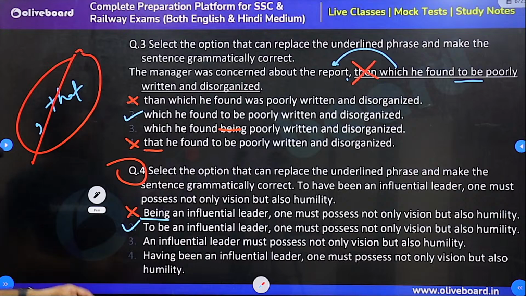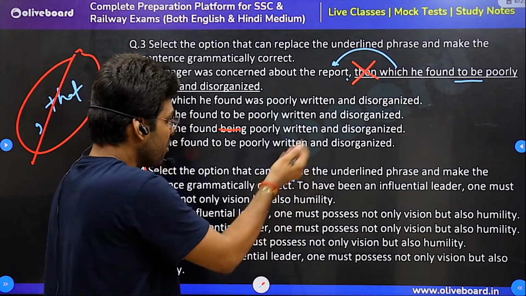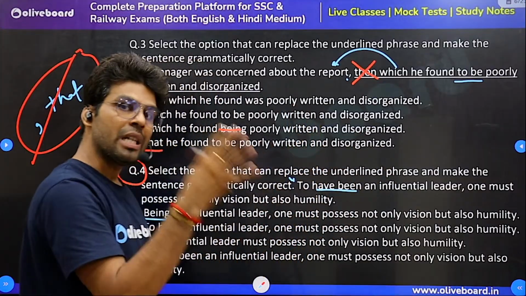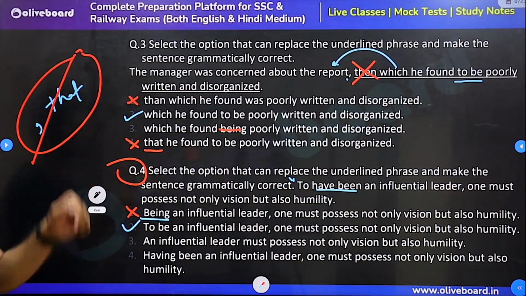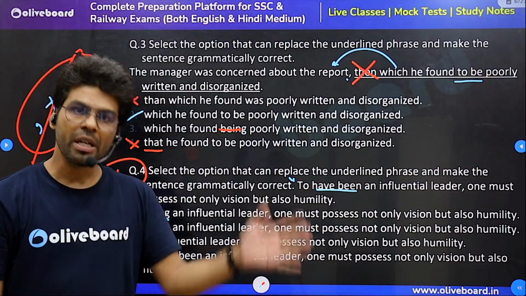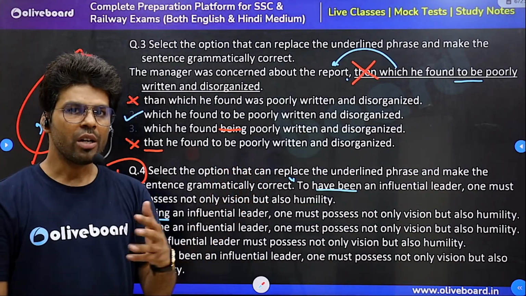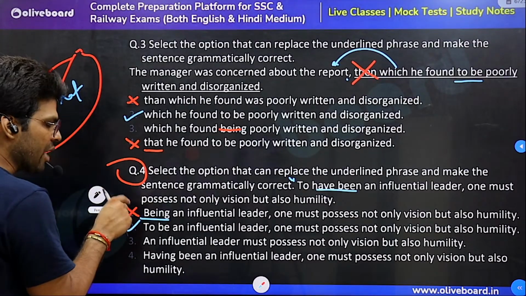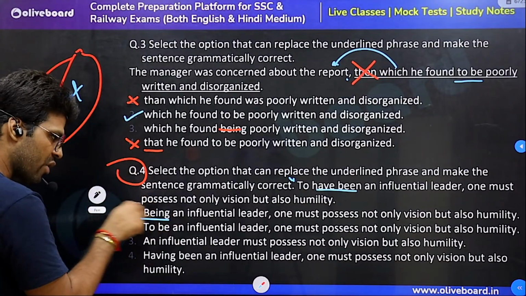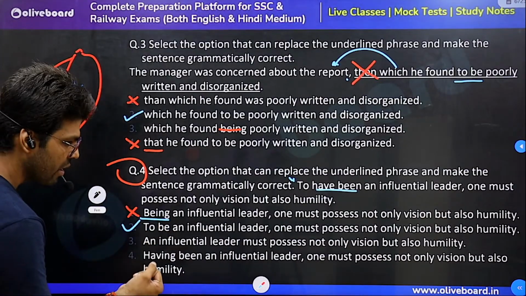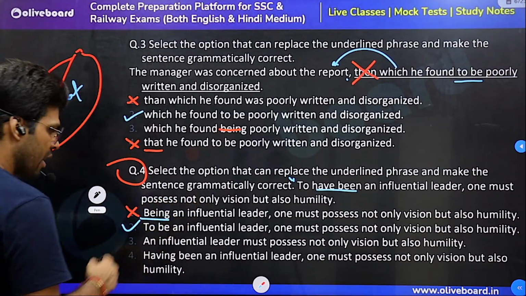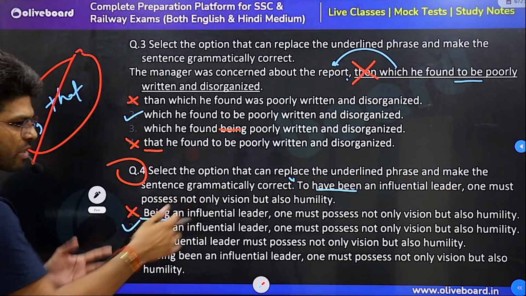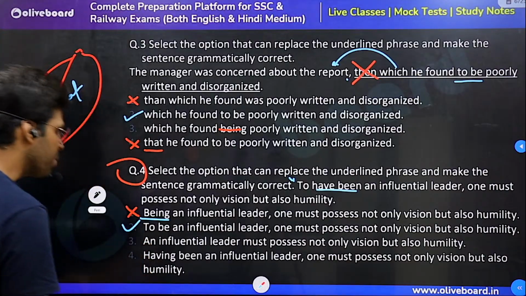Now, the sentence is "to have been an influential leader." "Have been" means that somebody already has been. He has been an influential leader. One must have this also. If he has been a leader, influential, you need not say he must have this and that. That's quite an awkward structure. Being an influential leader means he is an influential leader; he must have. If he is, you need not say he must have. In order to be an influential leader, you must have this and that. Or you must have this and that to be an influential leader.